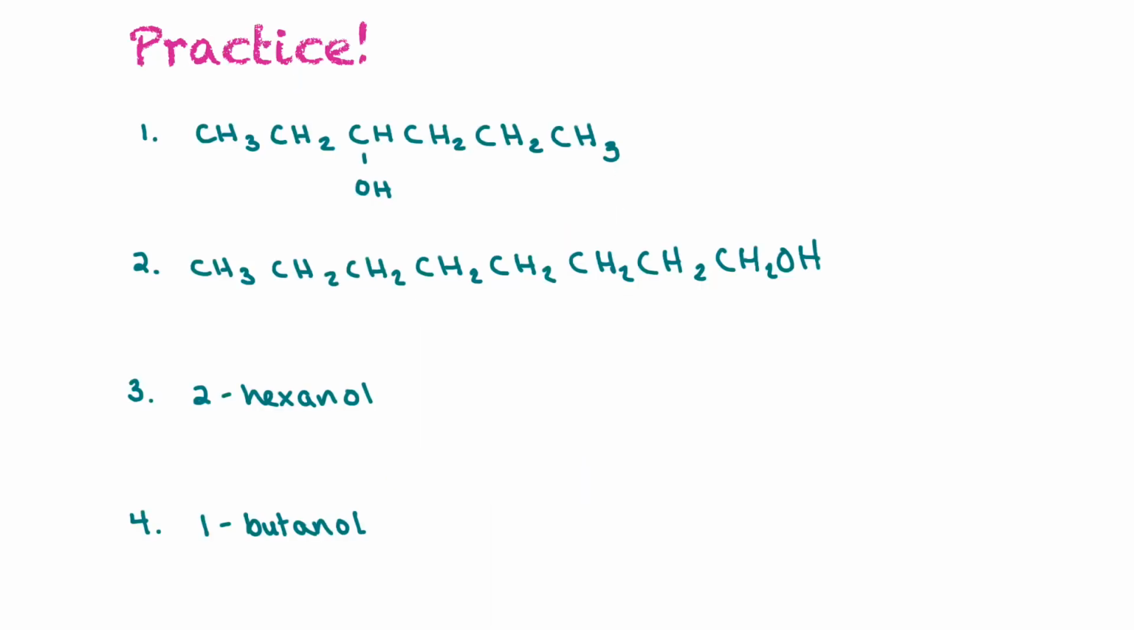So now we'll practice with a few. So for this one, we can see the hydroxyl is closer to the left end. So it's 1, 2, 3, 4, 5, 6. So it's going to be hexanol. And the hydroxyl is on the 3rd carbon, so it's 3-hexanol. Our second one, we have the hydroxyl is at the other end. So there's 1, 2, 3, 4, 5, 6, 7, 8. So it's going to be octanol. And the hydroxyl is on the first, so it's 1-octanol.